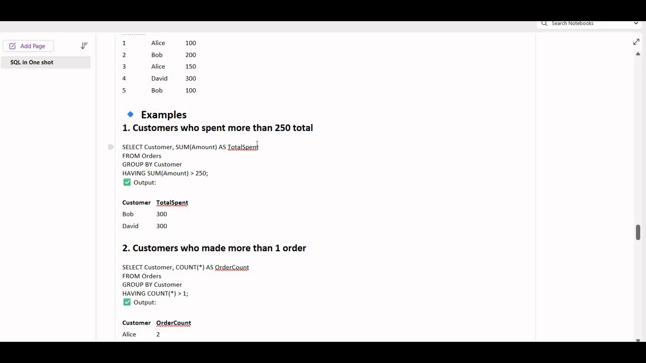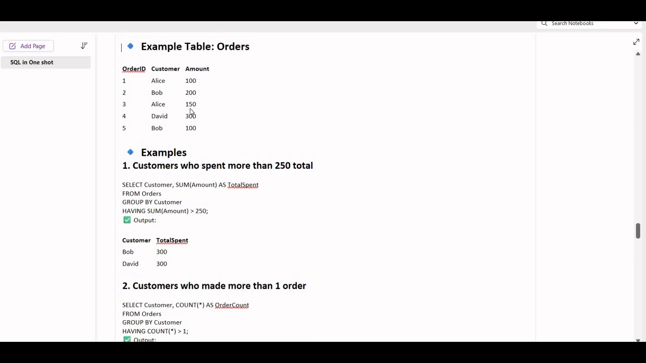Customers who spent more than 250 total. For example, Alice has 2 orders. If they spent more than 250, not more than or equal to, you have to display those customers' names and also the total spent by them. Select customer, sum amount as total spent from orders, from which table, from orders, group by customer, having sum amount greater than 250. Okay, this is an example of having.